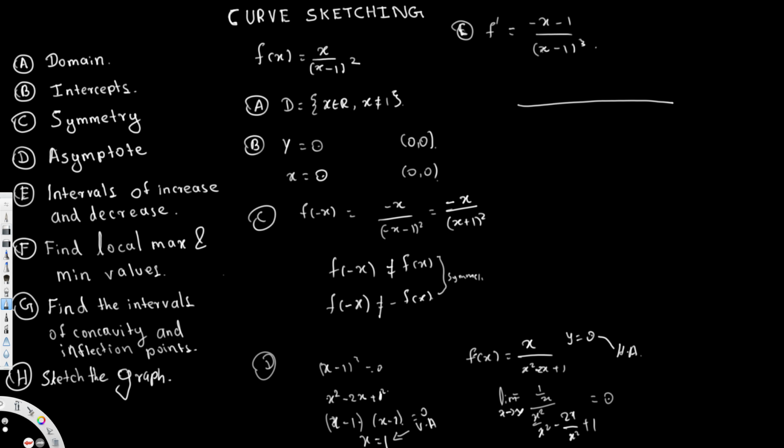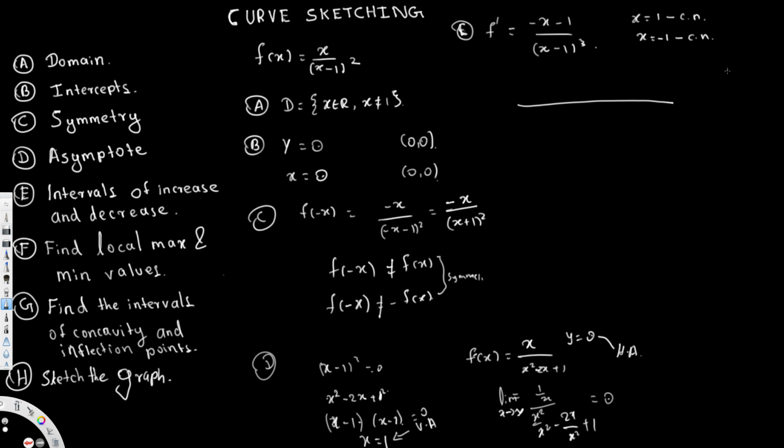To find the critical numbers, I have to find the value that makes this undefined. If x is equal to 1, the denominator will become 0, so that will make this undefined. So x is equal to 1 is a critical number. The other one comes from setting this derivative equal to 0. If I set this to 0, only the numerator is left, so minus x minus 1 is equal to 0. Therefore minus x is equal to 1, so x is equal to minus 1.